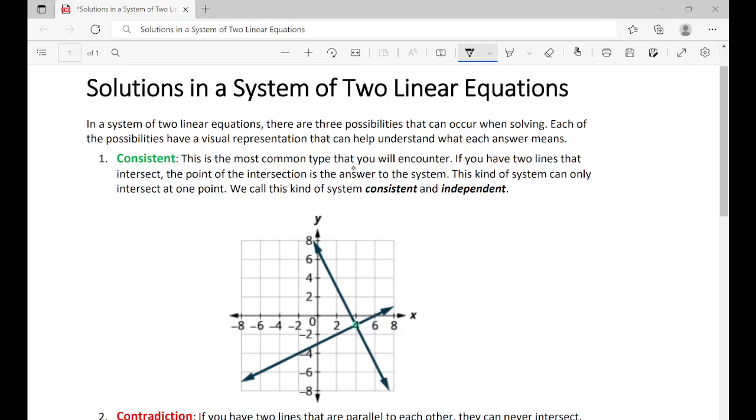This is the most common type that you will encounter, and if you have two lines that intersect, the point of intersection is the answer to the system. This kind of system can only intersect at one point, so it can only have one answer. We call this kind of system consistent and independent.